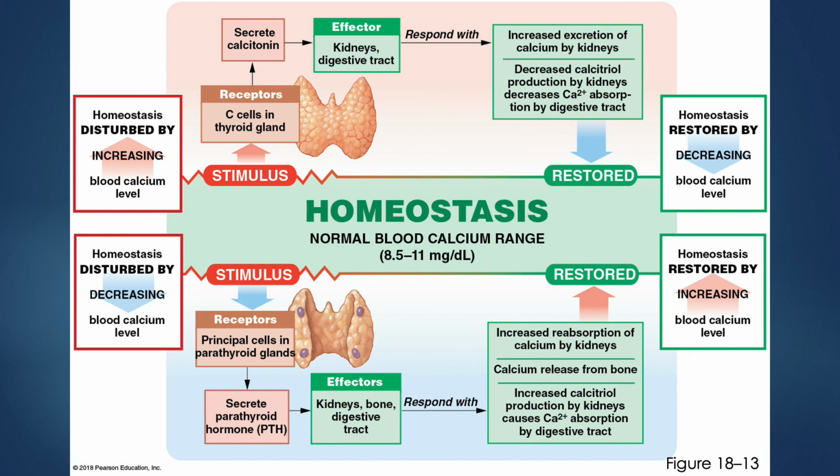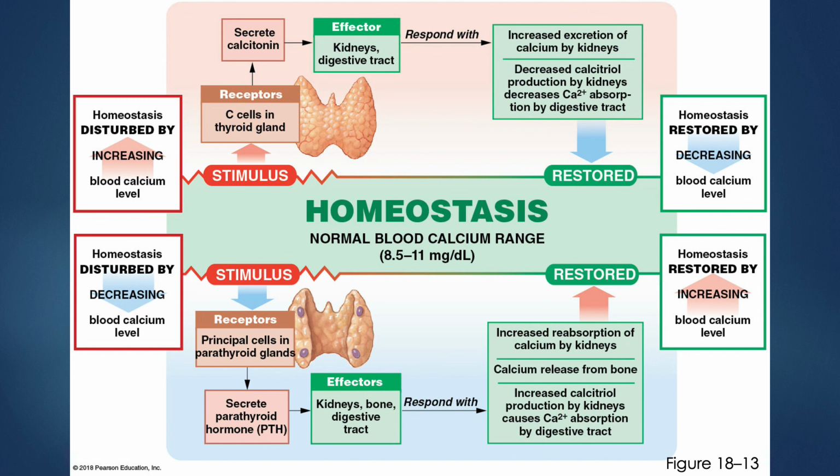So let's look at if homeostasis is disturbed by decreasing the blood calcium level. If our calcium level in our blood is too low, we need more, right? In the event that we need more, the receptors in the principal cells in our parathyroid glands will then secrete parathormone, or parathyroid hormone. The effect of this is that the kidneys, bone, and digestive tract can respond in three different ways, respectively. The kidneys can reabsorb more calcium, and then the calcium can be released from the bone because of those osteoclasts.